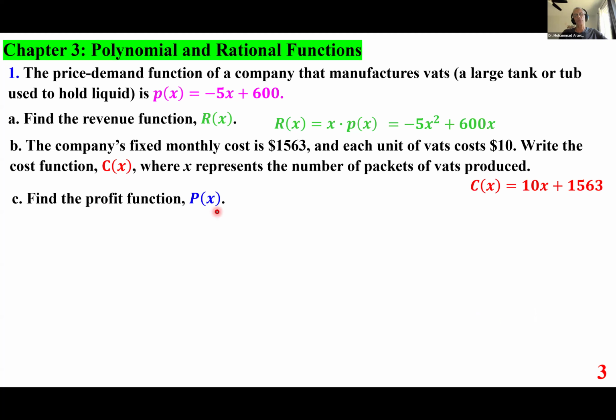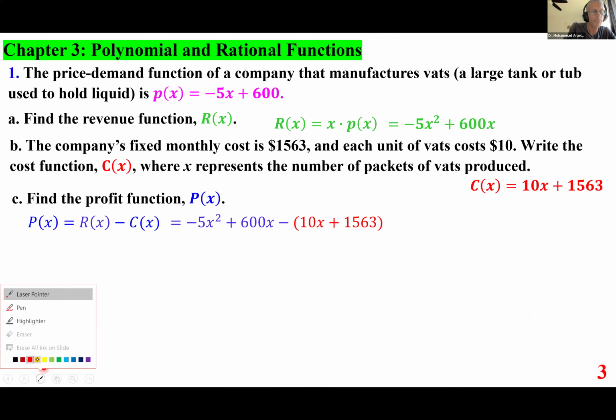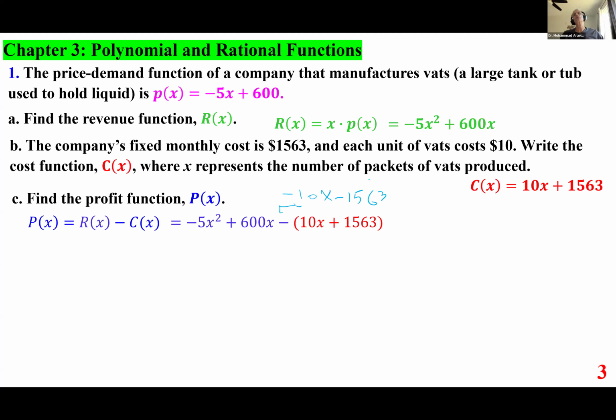Find the profit function. By definition, profit function is revenue minus cost. So we are going to subtract the cost from revenue. We are going to write the revenue function, minus 5x squared plus 600x, and distribute the negative sign: minus 10x minus 1563. These two are like terms. They result in 590x. The rest remain unchanged.